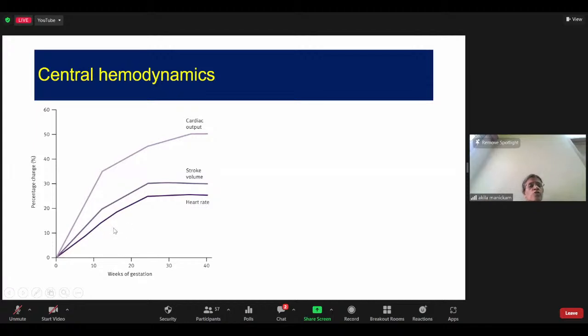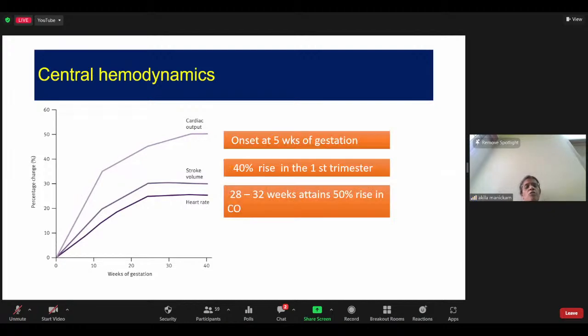The next thing to occur is an increase in your cardiac output. We know that cardiac output is a function of your stroke volume and heart rate. So what contributes to the early increase in cardiac output is the heart rate. Whereas after 7 to 8 weeks of gestation, if you look at the graph, you'll see that there is a rapid rise in your stroke volume.